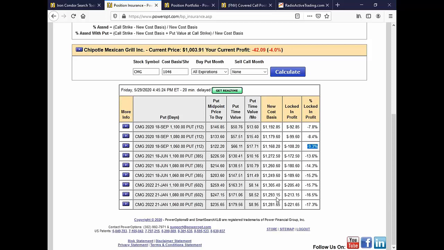It is showing correctly. So if I was put CMG at 1046 because I sold the 1050 put and the stock closed today at 1003, these puts here are showing me the risk I would be taking. A negative locked-in profit means that buying the June 1060 would give me a 15% loss or 15% risk. The 1100 would give me a 7.8% risk on the trade.